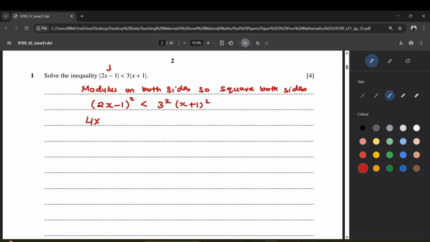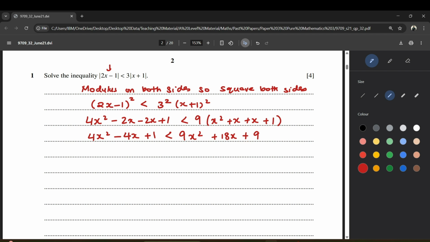So this will be 4x square minus 2x minus 2x plus 1 is less than 3 square will be 9. Then we have x square plus x plus x plus 1. Okay. Then this becomes 4x square minus 4x plus 1 is less than 9 times x square plus 2x plus 1, so 2x times 9 will be 18x, and 9 times 1, that is 9.